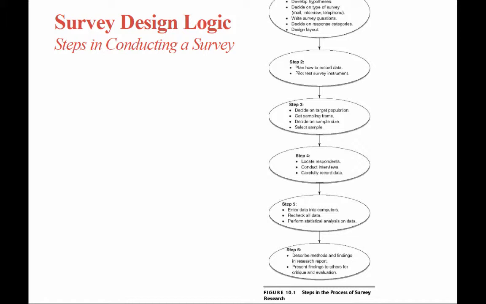Then in step 2, you're going to plan things out, test things out. In step 3, you're thinking about the population and the sample that's going to receive the survey. In step 4, you're then actually conducting the data. In step 5, you're entering the data and getting ready to perform an analysis and then perform the analysis. And then in step 6, you're collecting all of the data together. A pretty straightforward process for a survey.